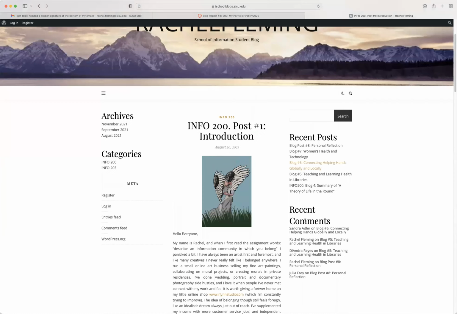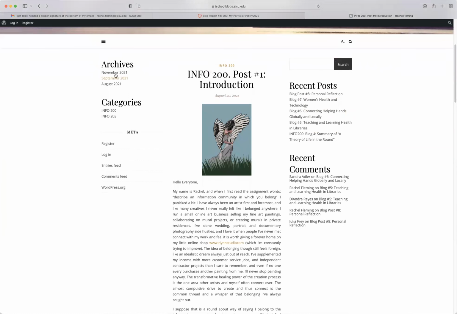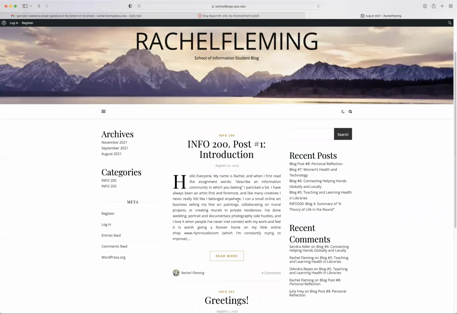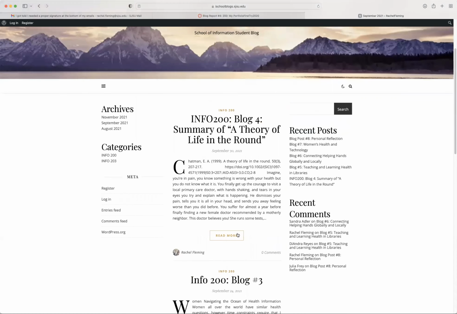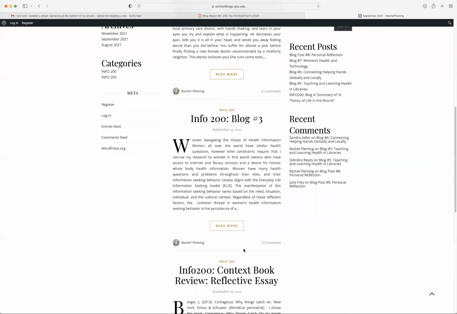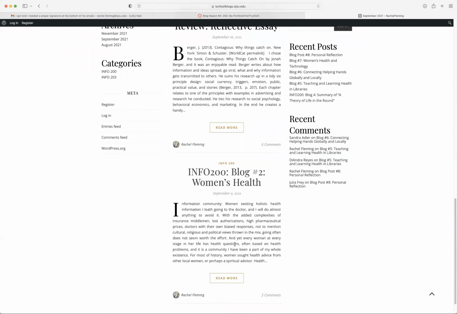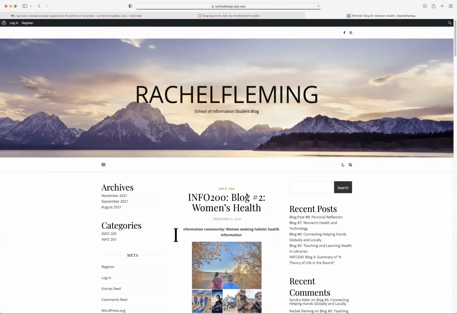So then over time, we did all these different posts. So I'm just going to take you through them so you can see what I did for the different ones. So that was post one and the greetings. Then in September, we have an info block. We'll start with the context book review. Oh, here's two. So we had to pick a big topic that we were going to basically discuss for the semester.